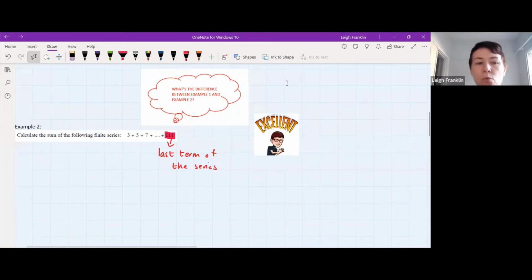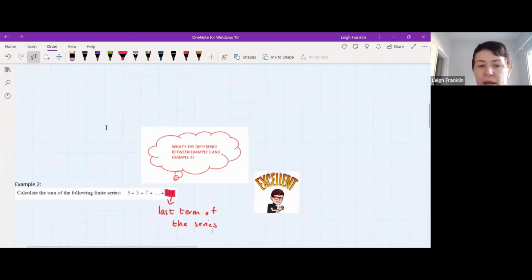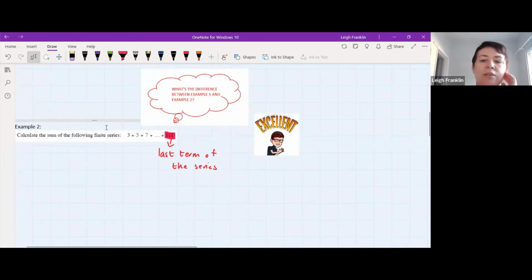So in example number 1, they told us to calculate the sum of the first 20 terms. Here, they don't tell us how many terms there are in the pattern. And that's why they have to give us the nth or the last term of the series. So now, before we can do Sn, we need to use our term formula in order to work out how many terms there are in the series. Why is it not possible for me to sub straight into this formula? Why can I not do that?